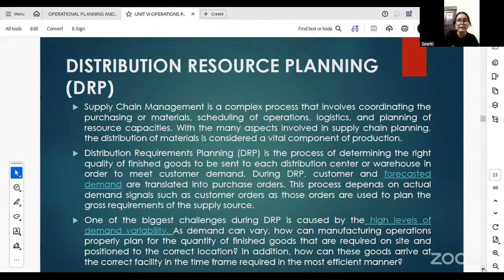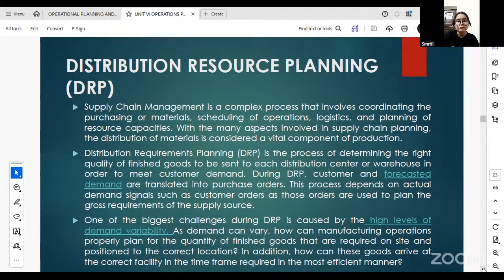Distribution Resource Planning (DRP). Supply chain management is a complex process that involves coordinating the purchasing of materials, scheduling of operations, logistics, and planning of resource capacities. With the many aspects involved in supply chain planning, the distribution of materials is considered a vital component of production. DRP is the process of determining the right quantity of finished goods to be sent to each distribution center or warehouse in order to meet customer demand.